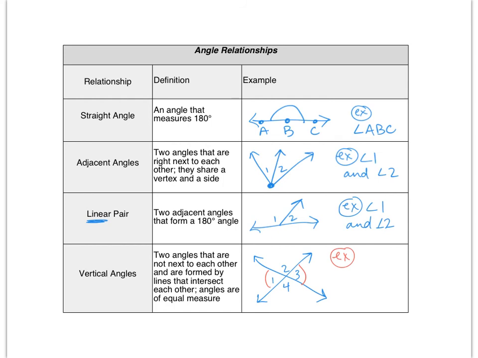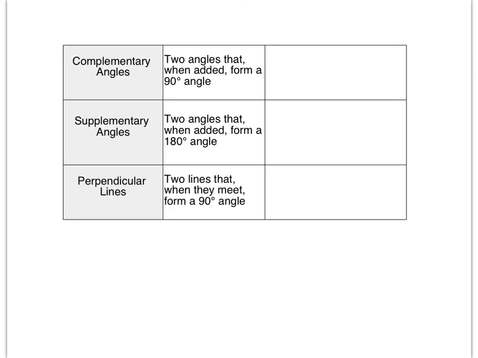So an example would be angle 1 and angle 3. That would be a pair of vertical angles, how they're across from each other. Also, angle 2 and angle 4. That would be another example of another pair of vertical angles. Lots of vocab today, but this is the end of it on this page here.